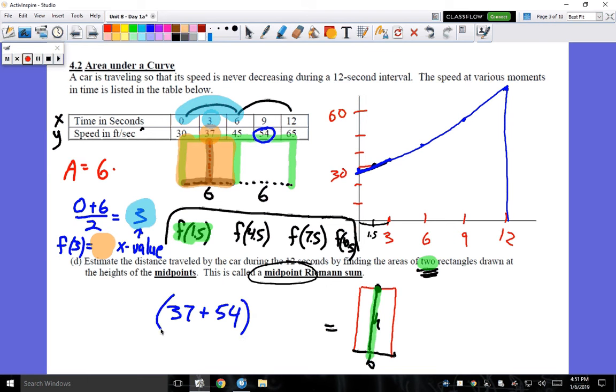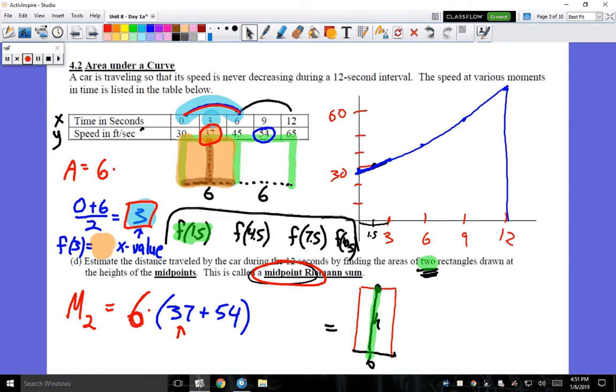And the width is not 3. That's a common mistake. I'll put it in red. It's not 3, it's going to be 6. Make sure that you're well aware of that when you're working with midpoint Riemann sums. You did take the average to get 3, but from that your goal was to get 37 for that height, all the while the jump is still 6. So this is going to be midpoint sub 2, and that will give us the area underneath the curve.